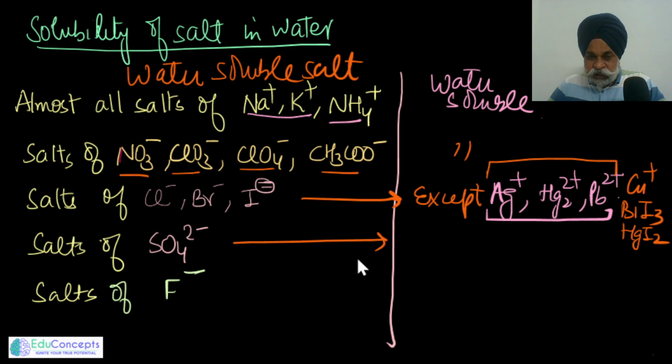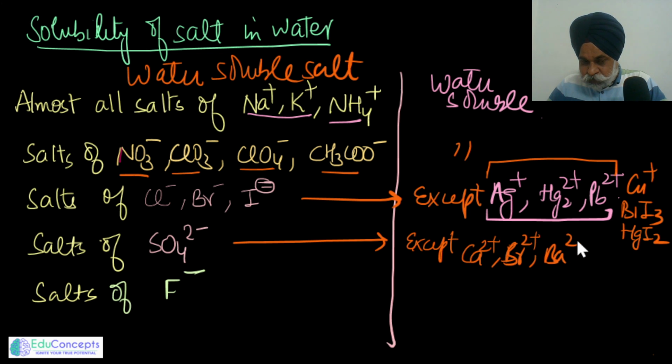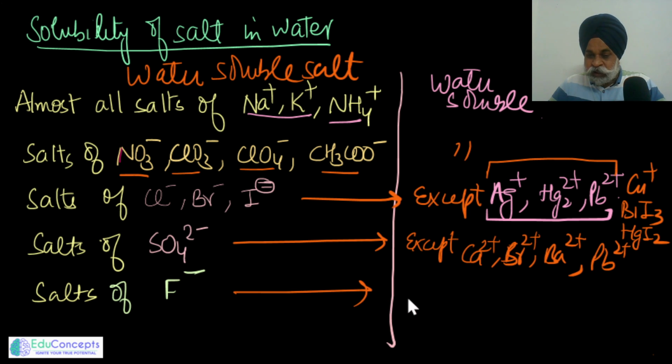Sulfates of almost every metal are also water soluble, except for alkaline earth metals. Except, I am saying once again, except for alkaline earth metals like calcium, magnesium, strontium, barium, and lead 2 positive. These sulfates are water insoluble. Otherwise, other sulfates are water soluble.